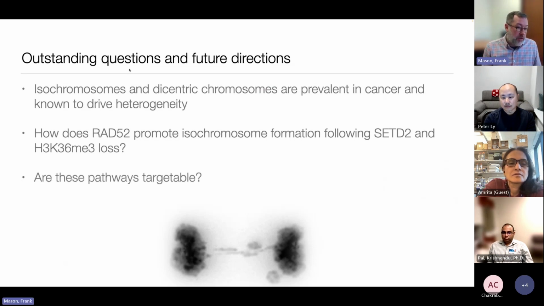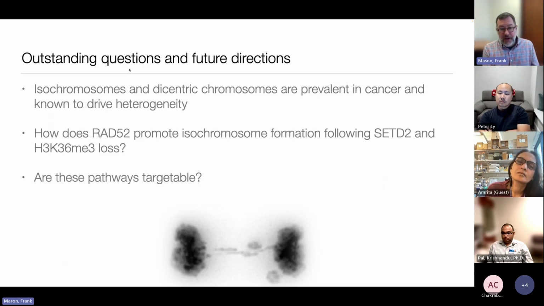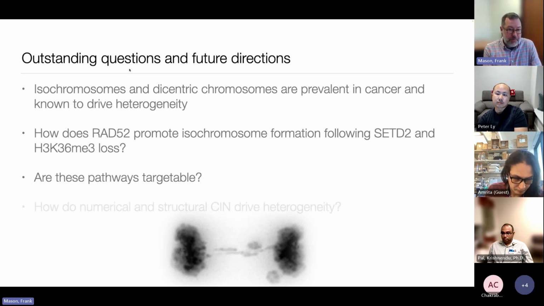And one of the things that we're also curious about is, are these pathways targetable? One thing we don't know is whether formation of the isochromosomes is something that the SETD2 mutant cells require to survive, or is it something that they kind of use as an alternative pathway? And so by trying to identify which mechanisms induce these isochromosome formation, we can potentially try to identify therapeutic vulnerabilities of these cells.